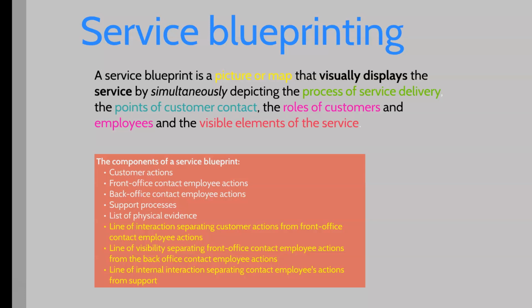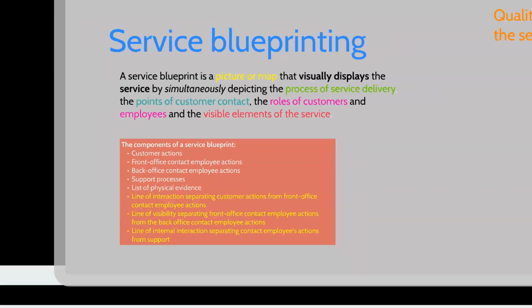What are the components of a service blueprint? In essence, customer actions, front and back office contact employee actions, support processes, and a list of physical evidence. There are also three distinct lines. The first one is the line of interaction that separates customer actions from the front office contact employee actions, and also a line of visibility that separates the front office from the back office employee actions. And then the last one, the line of internal interaction separating contact employees actions from support.